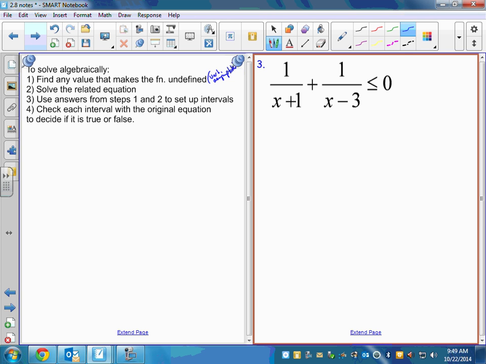What are my excluded values in this problem? Negative 1 and 3. Don't forget that part. The number one mistake that happens on the test is people just solve this equation and they just forget that you're supposed to exclude the asymptotes. And so it's just one of those things you just have to remember to do. And then we're just going to solve this just like we did yesterday. So my common denominator would just be x plus 1 and x minus 3.